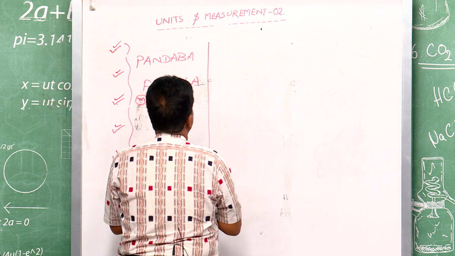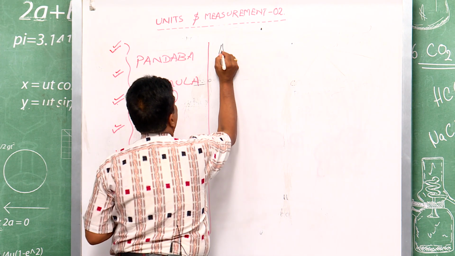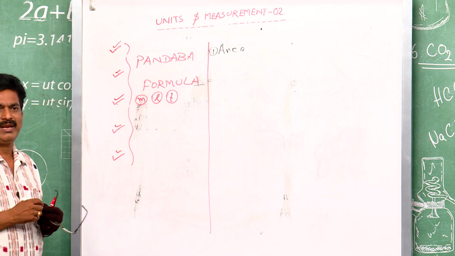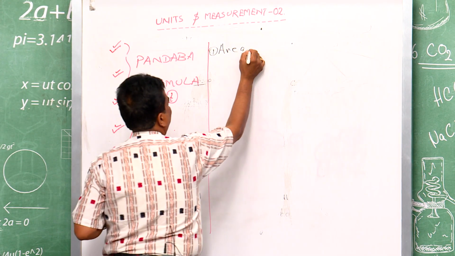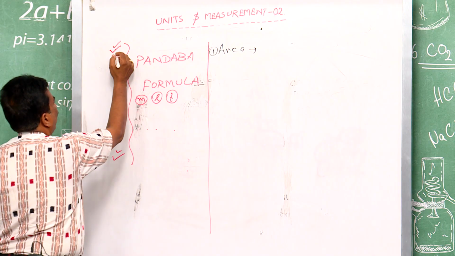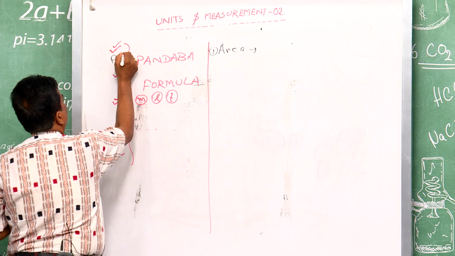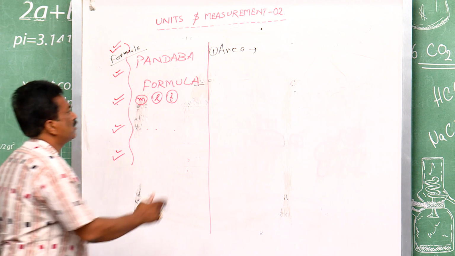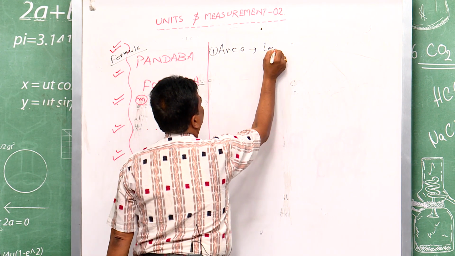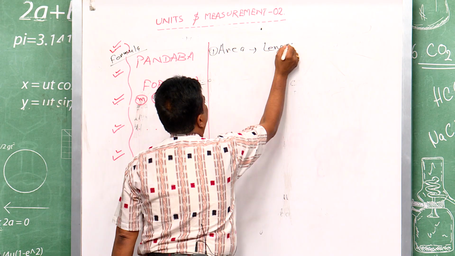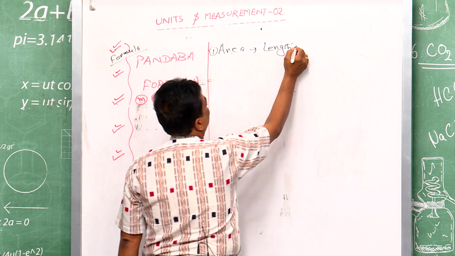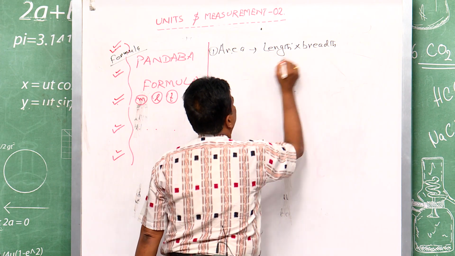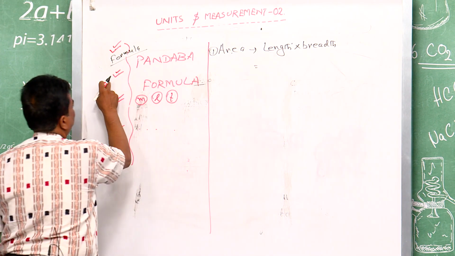So let me give you examples according to this. Suppose I say area. This is the first one, the area. If this is the area, what is the first step? You have to write the formula. Just shortly I am writing. The first one is the formula. So what is the formula for the area? Length into breadth.